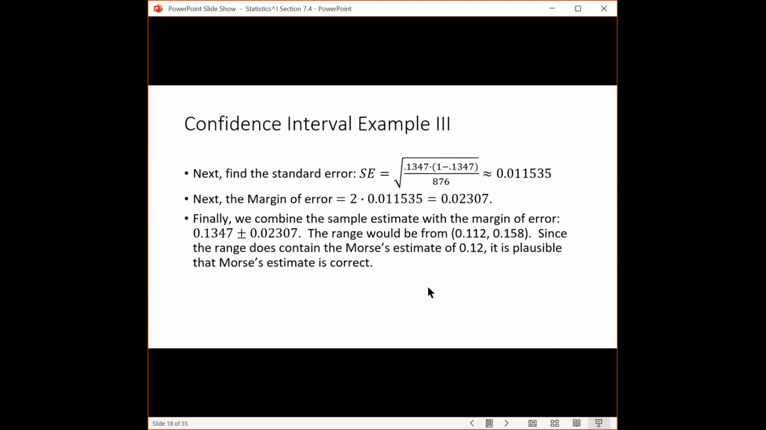All right. And then the last part was, how do we feel about Morse's estimate using the confidence interval? And it looks pretty good. Why? Because the 0.12 is in that range. And so we're 95% sure that the actual population parameter is in this range and his estimate's in that range. So that makes it pretty likely that he's correct.